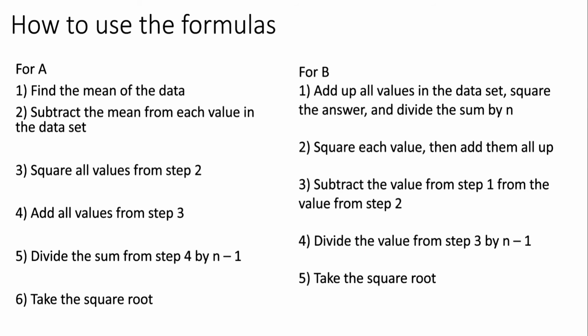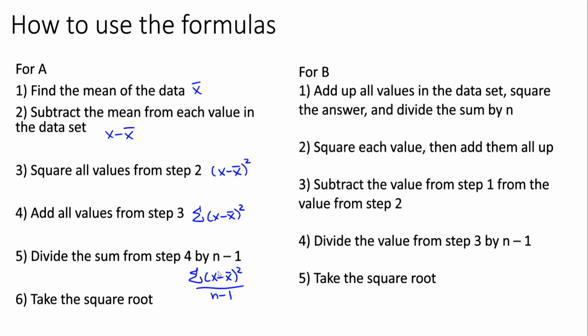For formula A, the first thing we want to do is find the mean of the data. That was the X bar part of the formula. Step 2, you want to subtract the mean from each value in the data set. That's the X minus X bar part of the formula. Step 3, square all values from step 2. So we take our X minus X bar for each value and square it. Step 4, add all the values from step 3. That's this part of the formula. Step 5, divide the sum from step 4 by n minus 1. So that's taking this and dividing by n minus 1. And then in step 6, you would take the square root of this.